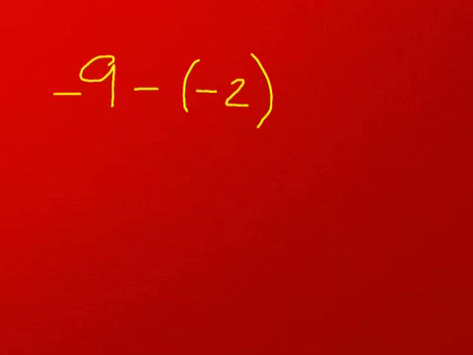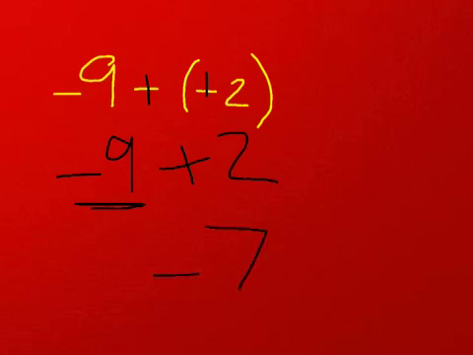Okay. For this one, we have a negative 9 plus a positive, or minus a negative 2, so we can change that to plus positive. We've got negative 9 plus 2. So our negative 9 is bigger. This is the same thing as like 2 minus 9. So negative 9 plus 2 will be negative 7.